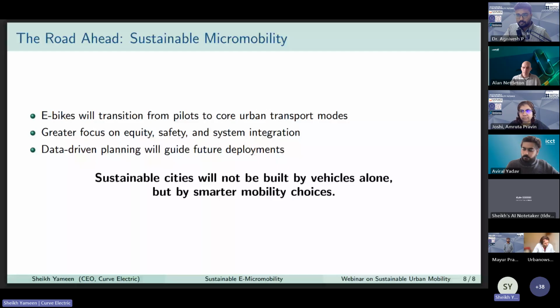And yes, I would conclude my talk by saying that sustainable cities will not be built by building alone, but by smarter mobility needs. Thank you so much. I hope I didn't take too much of the time, but yeah, thank you.